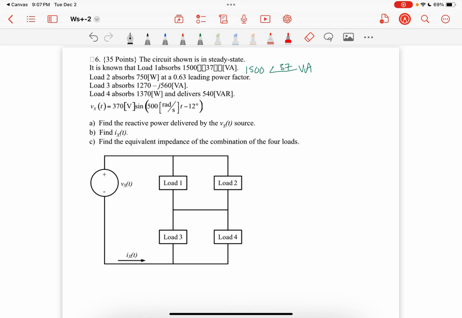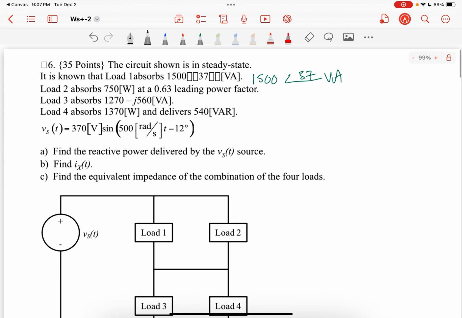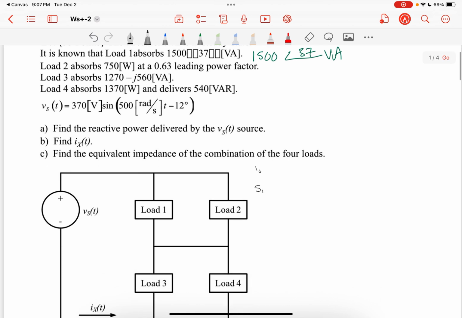So the circuit shown is in steady state. The first thing I'm going to do is rewrite all the complex power for all the loads. So it's going to be step 1. For S1, we're already told that it's going to be 1500 with an angle of 37 degrees. It's going to be in volt amps.